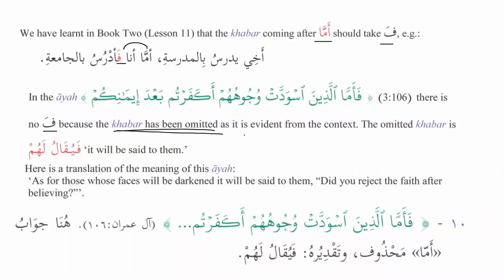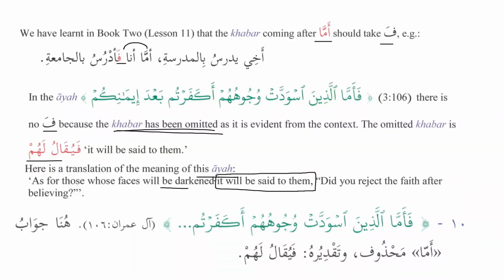So if we are able to figure out, and if we are looking into these small details and trying to understand it, inshallah, Allah subhanahu wa ta'ala will accept it from us. As it is evident from the context, the omitted khabar is فَيُقَالُ لَهُمْ. It will be said to them. Here is the translation of the meaning of the ayah. So we can see, as for those whose faces will be darkened or they will turn black, it will be said to them. So you see the translation? It will be said to them.